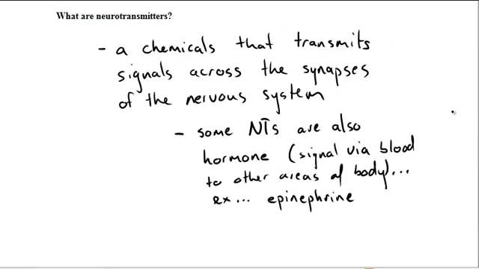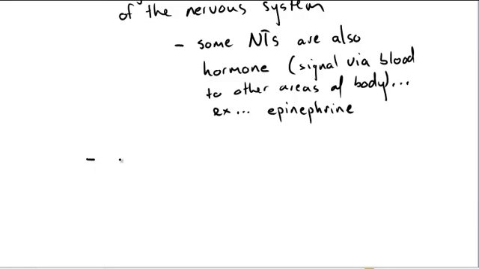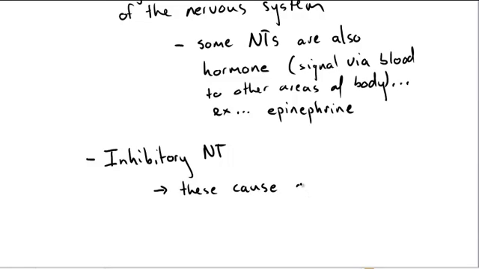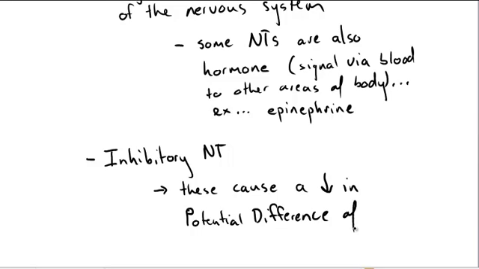Now, neurotransmitters can be divided into 2 main classes. They can be inhibitory neurotransmitters. These cause a decrease in the potential difference of the cell, and thus inhibit an electrical signal from being sent.